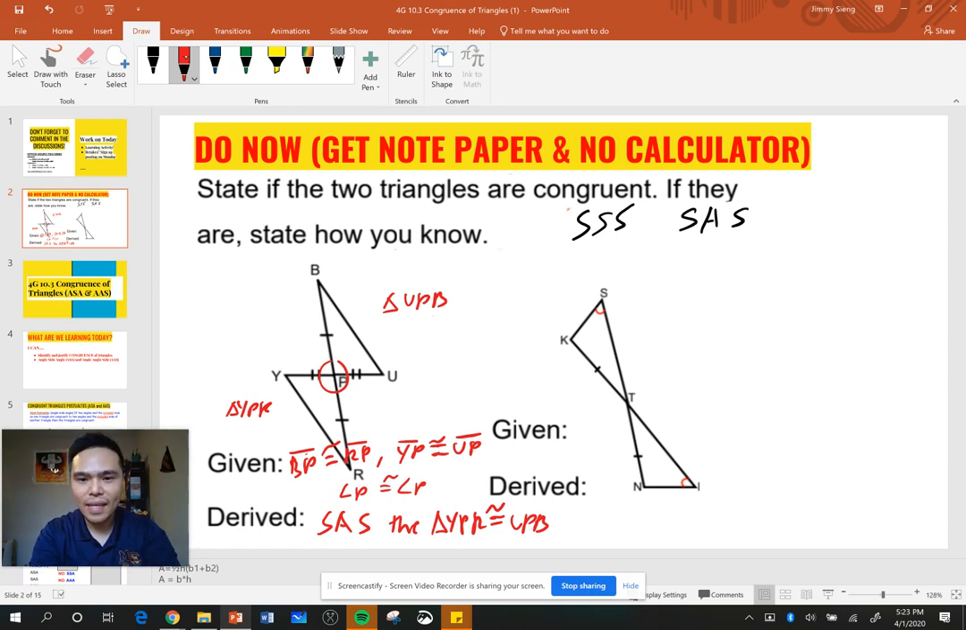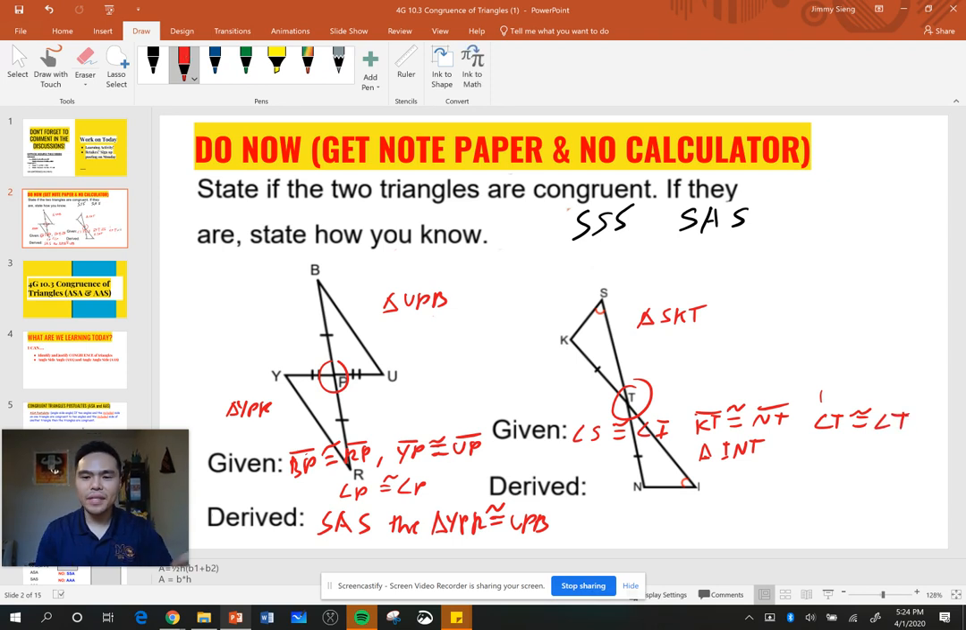Okay, next one we have here. It looks like what's given is triangle SKT and triangle INT. We see there's two angles, so I can say angle S is congruent to angle I, and KT is also congruent to NT, right? Notice how there is another vertical angle just right over here. So I can say angle T is congruent to angle T.